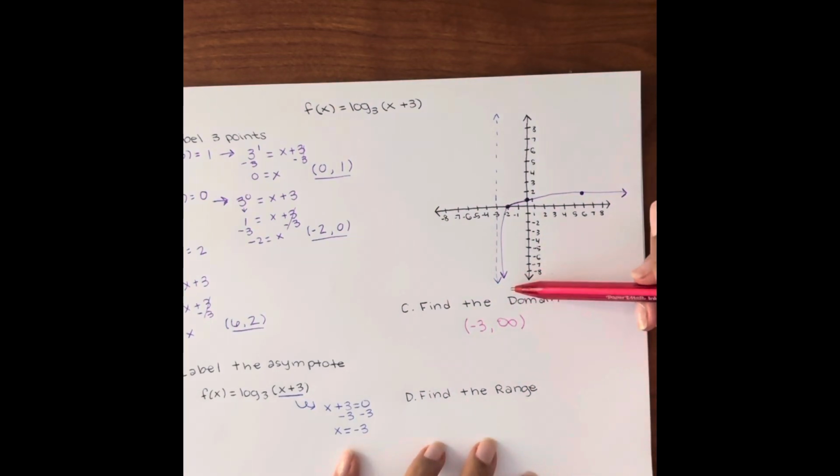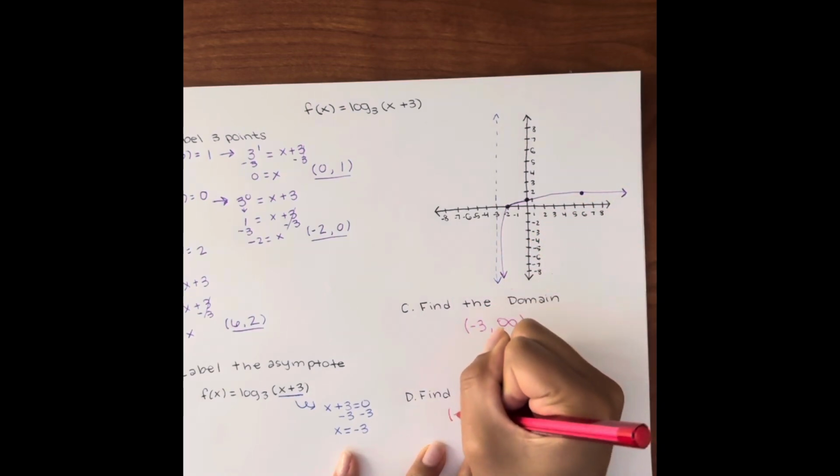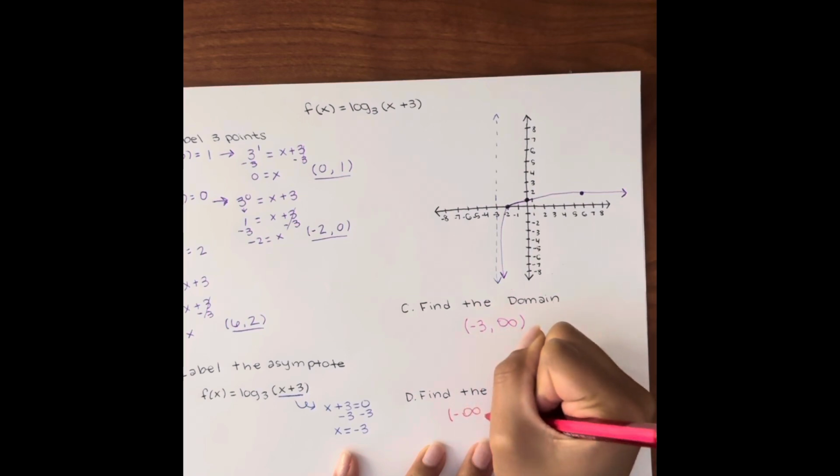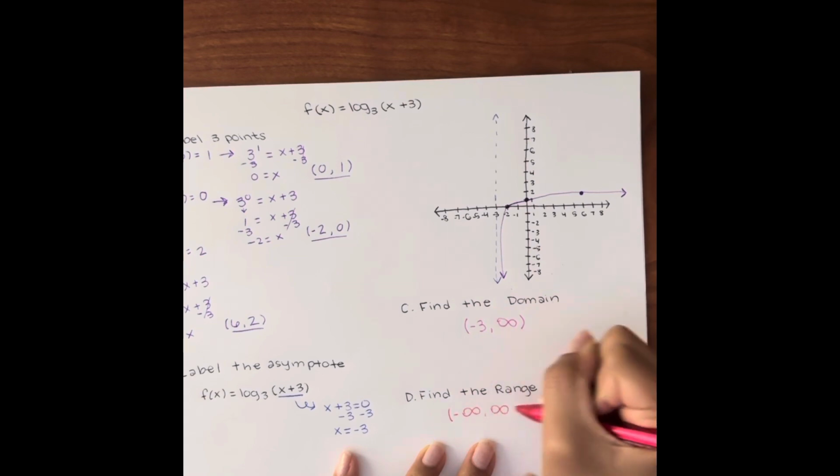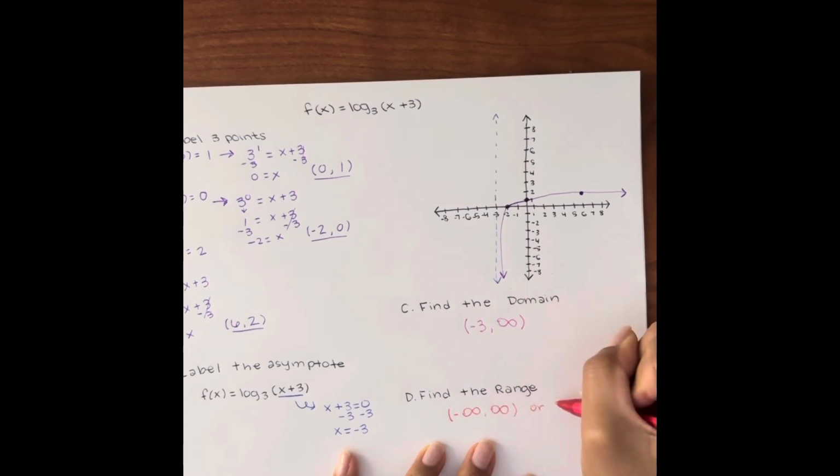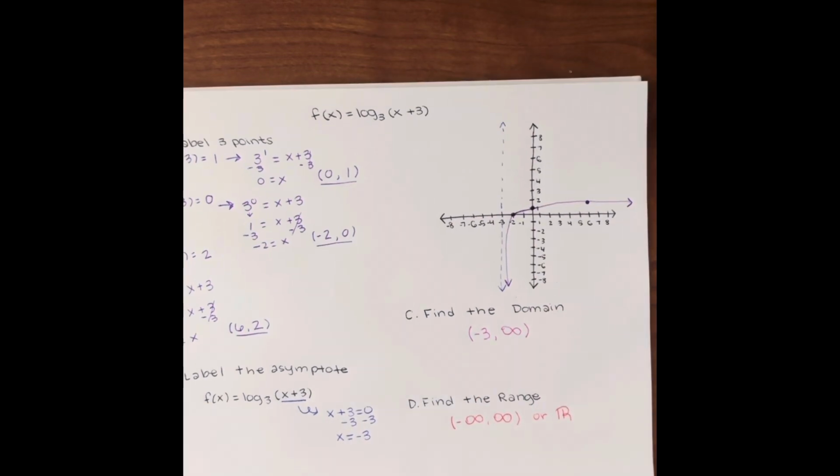Now, to find the range, we look at the graph from bottom to top. The curve is going down on the negative side, making it negative infinity. Although it looks like the curve isn't going up, it is only slowly going to infinity. A range of negative infinity to infinity is also known as all real numbers.